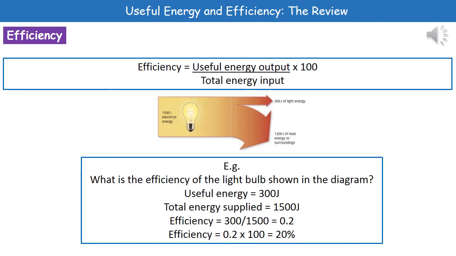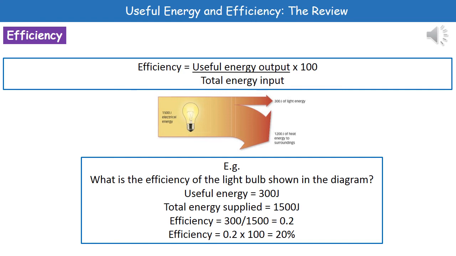To calculate the efficiency then, all we need to do is the useful energy output divided by the total energy input times 100. And again, you don't have to memorize the equation because that one is on page 2 of your exam booklet. So if ever you're asked to calculate the efficiency of something, flick back to page 2, find our efficiency calculation, and then substitute in the numbers. So I've given you the example here.